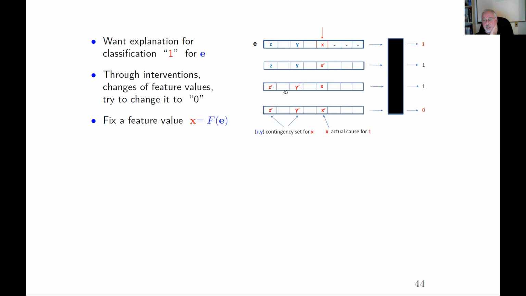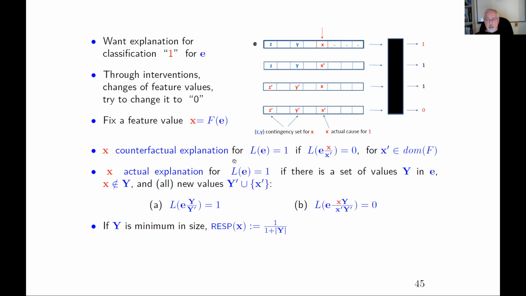But now suddenly, keeping these changes, we change X, the one we are focusing on, into X prime, and now the label switches. So we can say in this case that X is an actual cause for the label 1, and these two values that were changed here become a contingency set for this value X. So very similar to the idea that we have under actual causality for databases. When only one change in the feature suffices to switch the label, in this case we say that we have a counterfactual explanation.